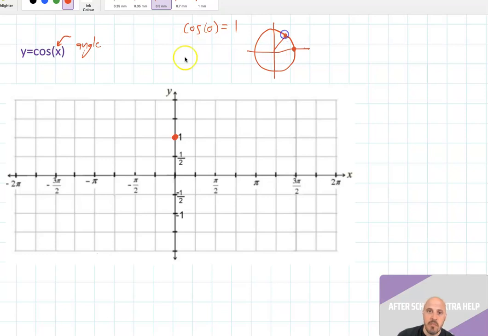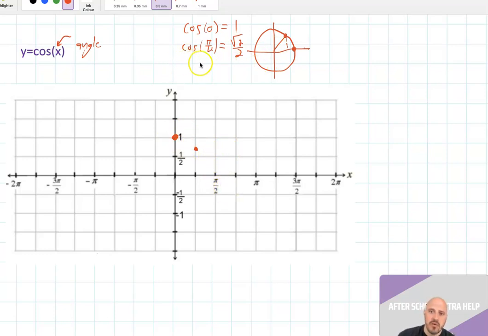Let's go to pi over 4. Well, the cosine of pi over 4 is similar to sine, root 2 over 2, right? At that 45-degree angle, I get the same answer. So this time I'm at 0.7, and maybe I'll do a better 0.7 this time. It should be more like this. Oh, looks like it might be going down first.